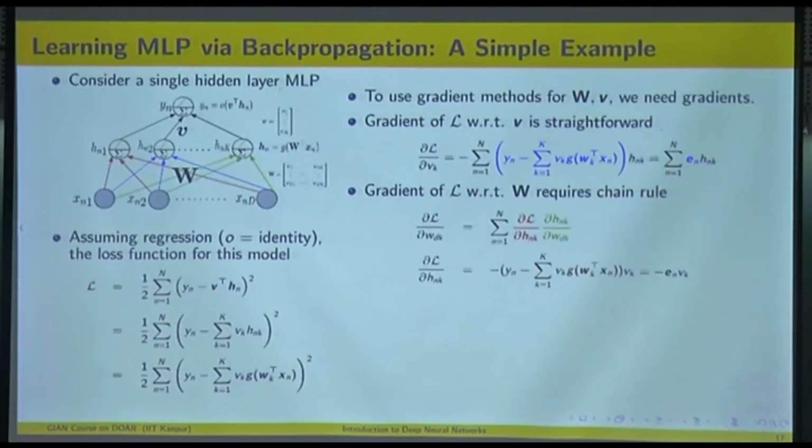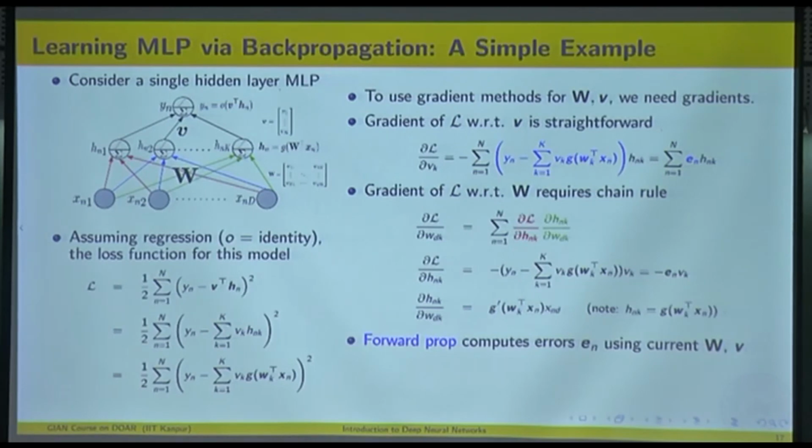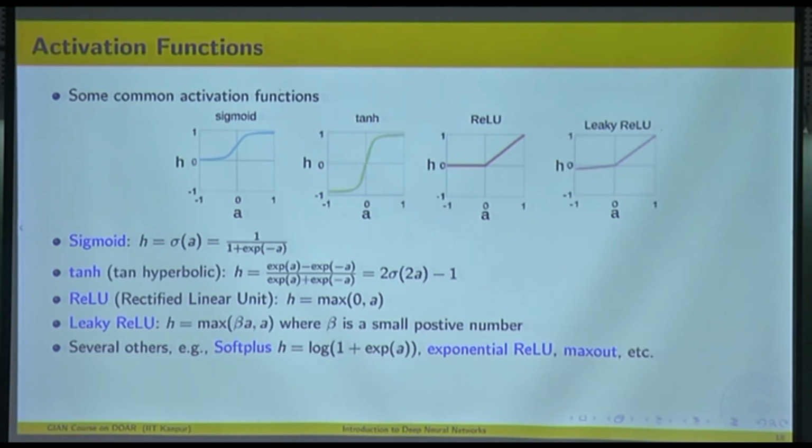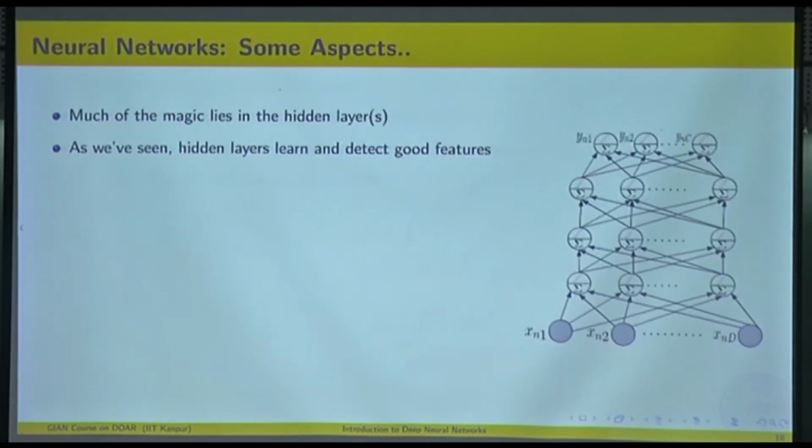Let me see if I have anything else. Again, it's basically the chain rule, used to compute gradients. It's basically gradient descent, but done in a clever way so that you can reuse some of the computations when you're doing gradient descent. I won't really have time to talk about activation functions. I already talked about them in some detail, so I'll skip this part as well.